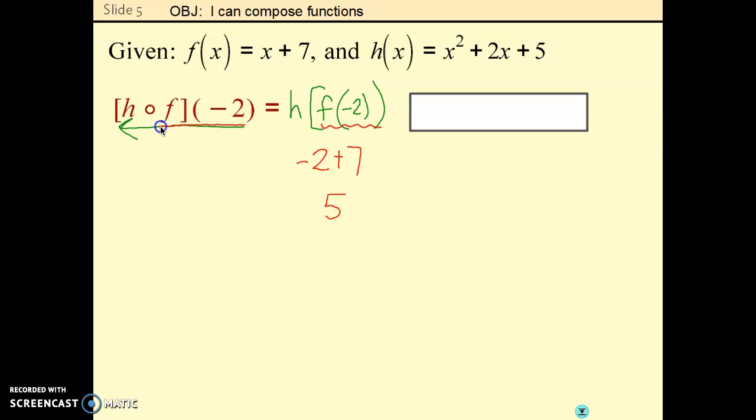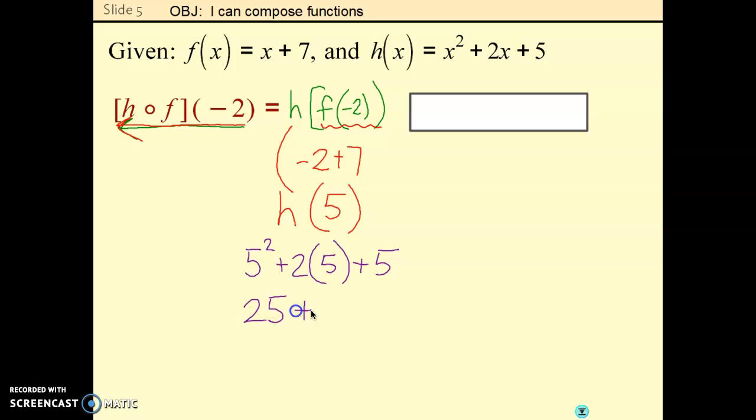But now I still take that answer and plug it into the h function, right? So the answer I get from my first output becomes the input now to plug into the h function. So the rule here is the number squared, so 5 squared, 2 times 5 plus 5. So my final answer, 25 plus 10 plus 5, would give us a final output of 40.